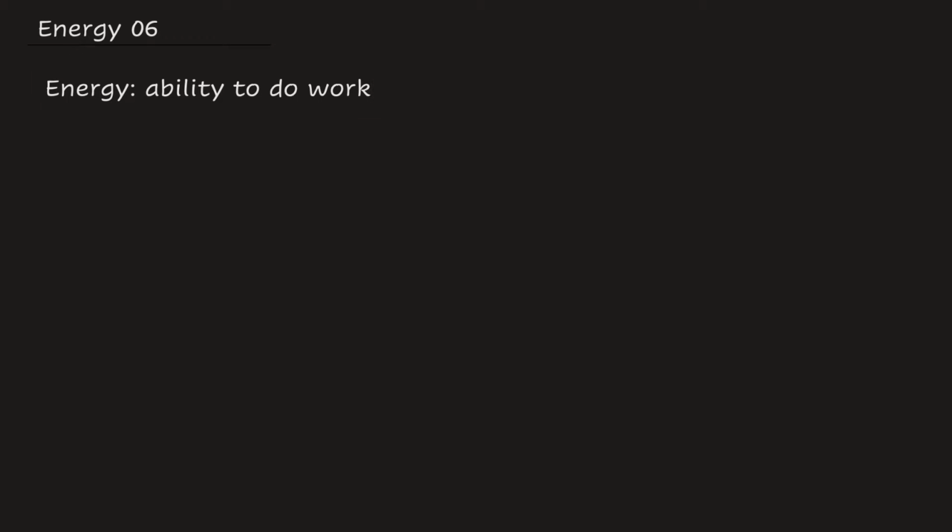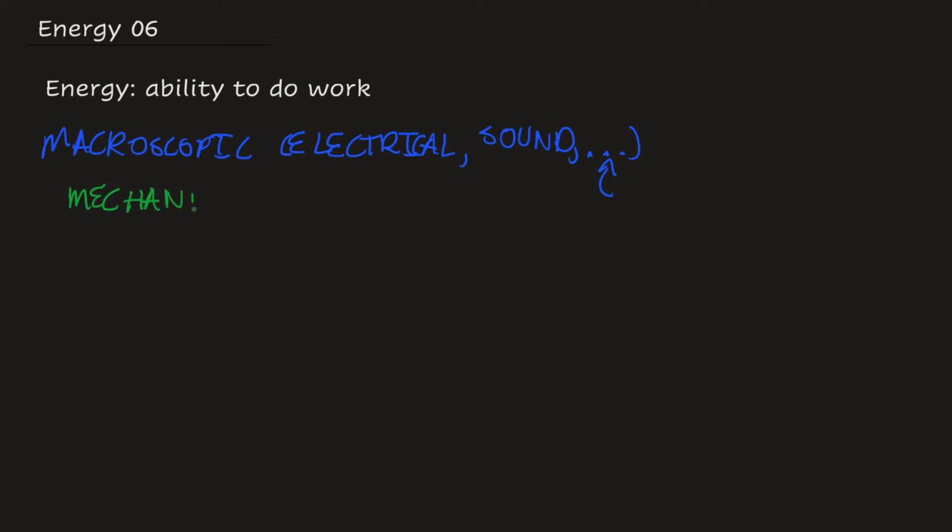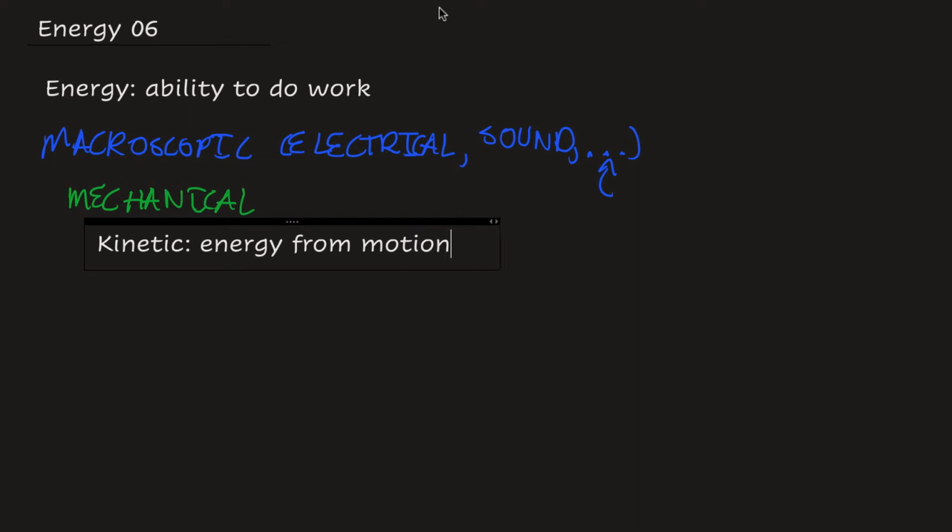And we'll take a look at the different forms of energy, and we'll start on the macroscopic scale, which includes forms of energy like electrical, sound energy, and some others. And we'll mainly be looking at mechanical macroscopic energy, and this includes kinetic energy. So kinetic energy is just that energy associated with motion.